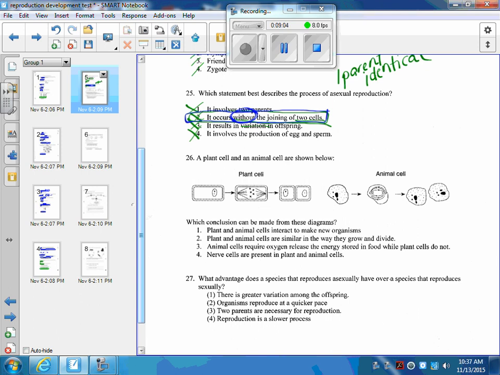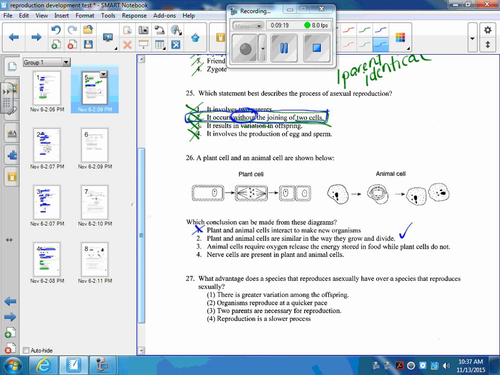Plant and animal cells interact. Are they interacting to make new organisms? No, they're splitting apart. So this can't be the answer. Animal cells and plant cells are similar in the way they grow and divide. This looks good.